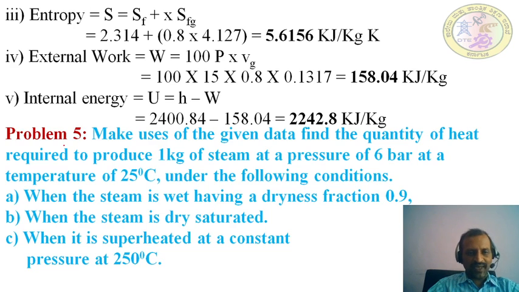In problem number 5, again read it carefully and make use of the given data. Find the quantity of heat required to produce 1 kg of steam at a pressure of 6 bar at a temperature of 25 degrees Celsius under the following conditions. So this is the given data. From this, what he is asking is 3 cases. First case, when the steam is wet having dryness fraction of 0.9, when the steam is dry saturated, and when it is superheated at a constant pressure at 250 degrees Celsius, right?